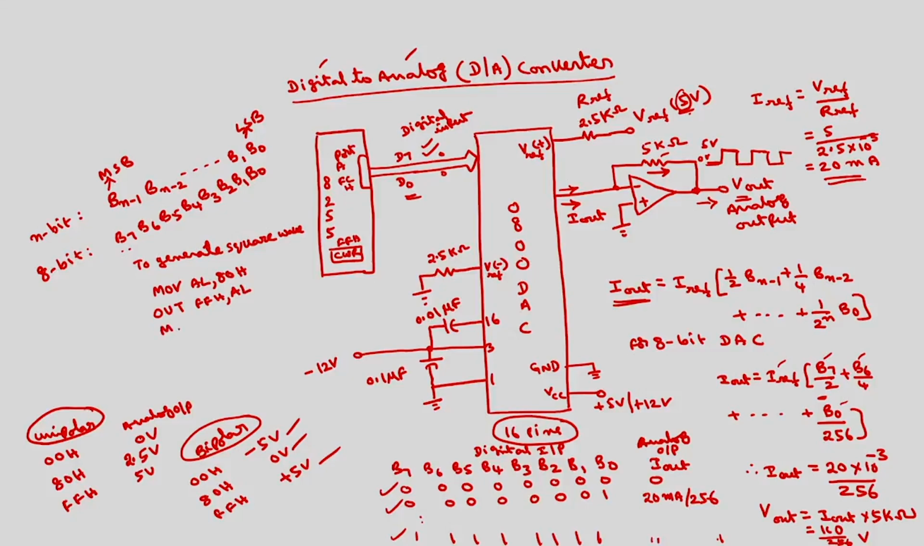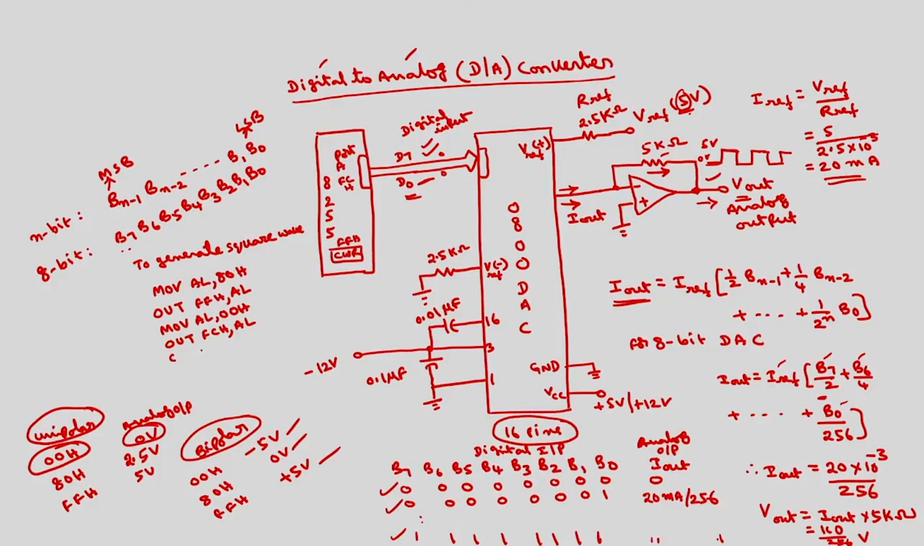Then you take AL with 00H, this corresponds to this, then out onto port A. So port A is connected to the digital input of the D to A converter. Out FCH, which is the address of port A, comma AL. So 0 volts will be outputted on the CRO if I connect this to the CRO.